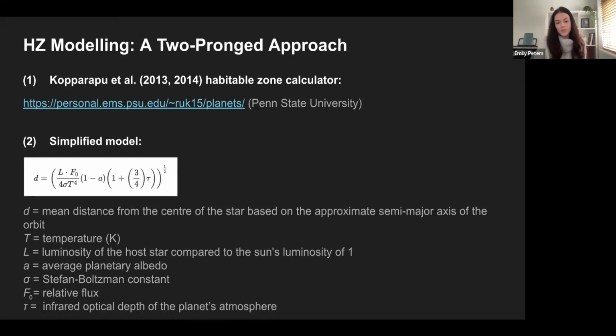So what we're forced to do for some of the exoplanets, particularly the ones I looked at in this study, is model based on assumptions about things like the albedo and the optical depth from assumed ranges. And again, these were drawn from existing literature.